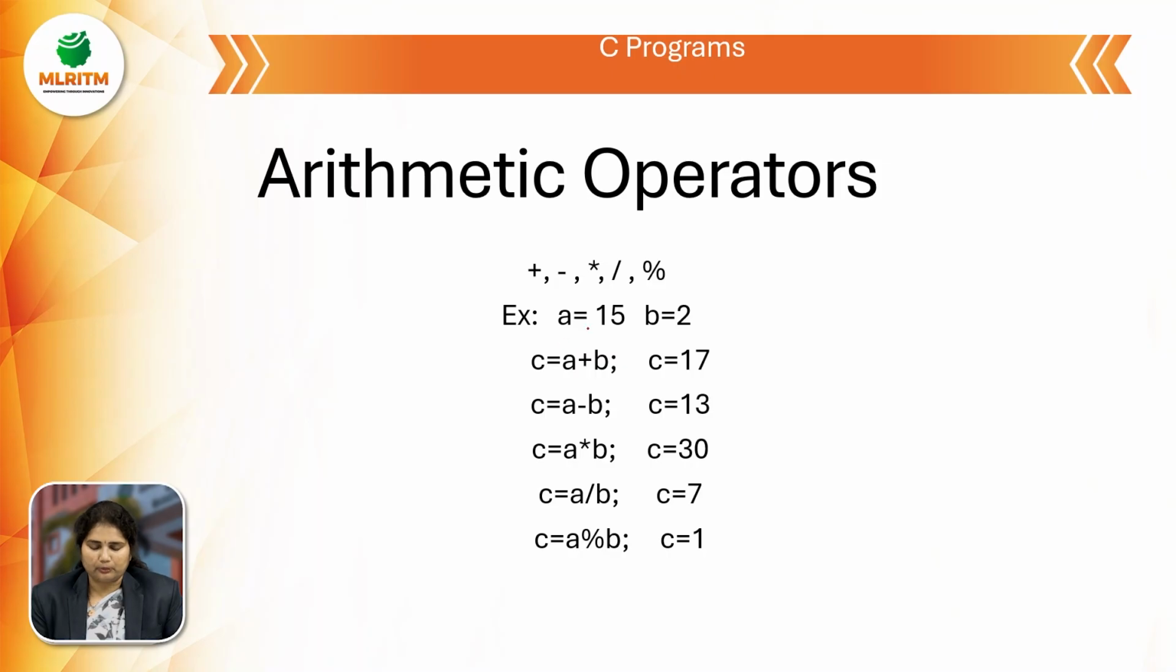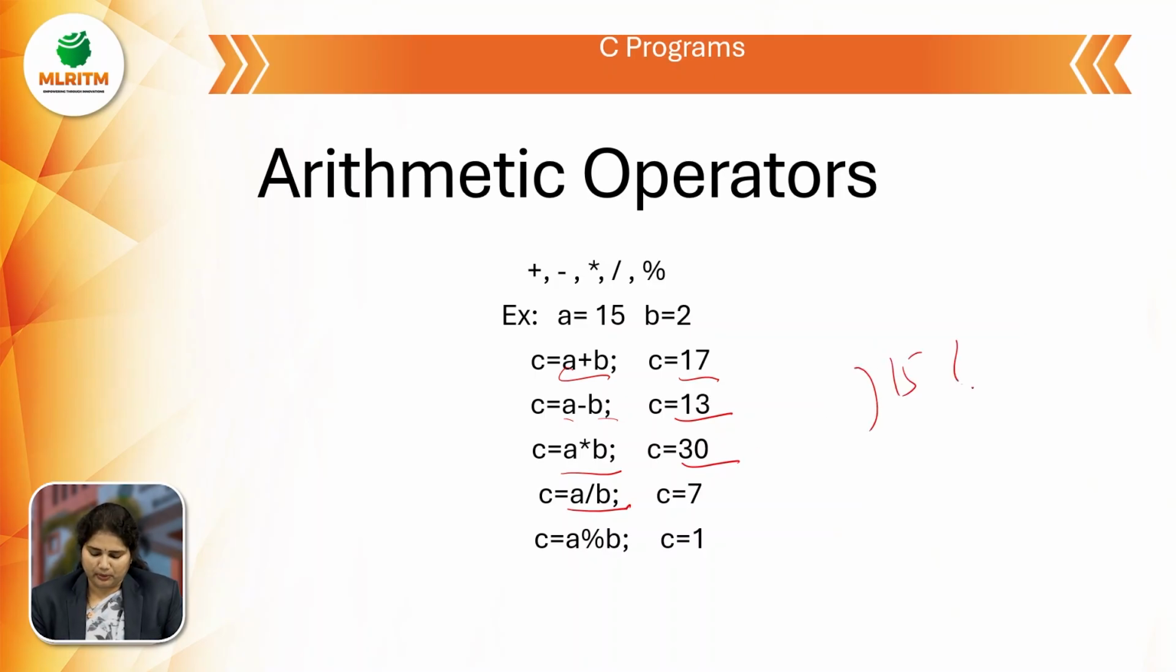Suppose we have taken A equal to 15 and B equal to 2, then C equal to A plus B. A plus B means 15 plus 2. The result will be 17. We are doing addition. A minus B means 15 minus 2. Okay, we get 13. A into B means 15 into 2, we will get 30.